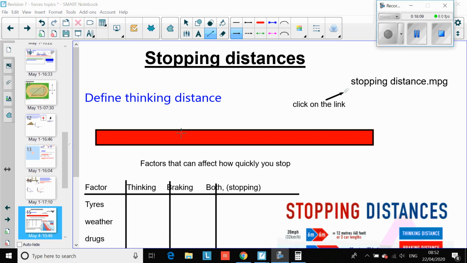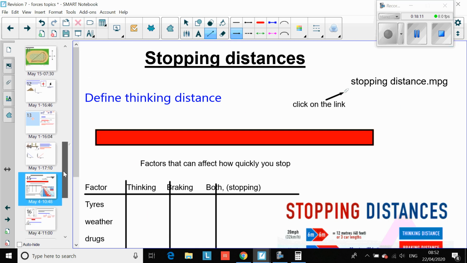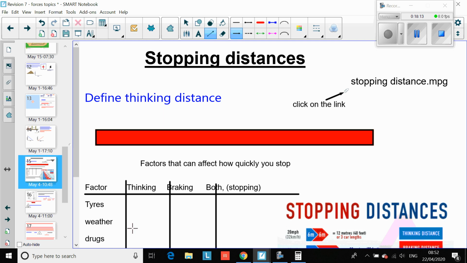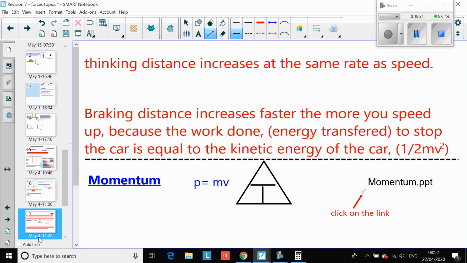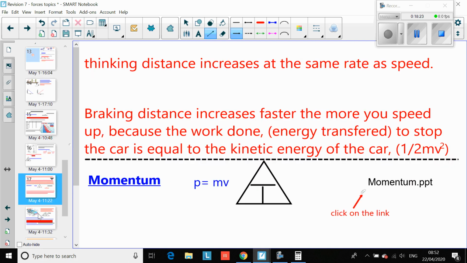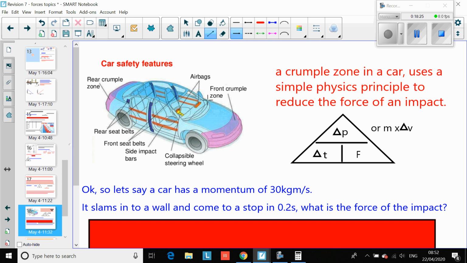Okay, the next few slides are basically taken up with the stuff we've done in the last two lessons. So stopping distances, ruler drop, which again, I've gone through this equation with you in quite some detail, and also things like momentum and crumple zones of cars. So I'm not going to repeat myself with that.